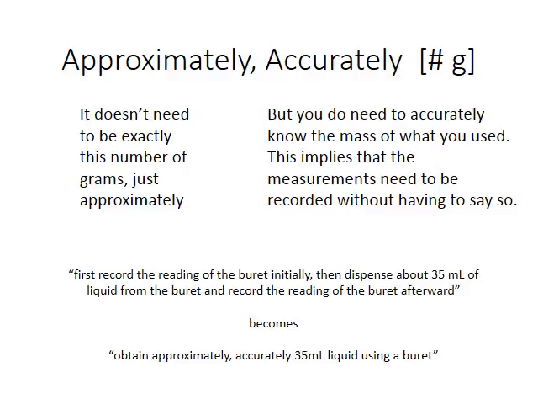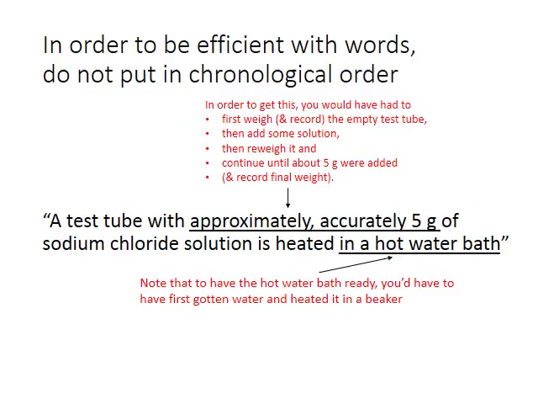So for instance, if I wanted to describe it without that phrase, I'd have to say something like, first record the reading of the burette initially, then dispense about 35 milliliters of liquid from the burette, and record the reading of the burette afterwards. And I can kind of skip all that and make it much more efficient by saying obtain approximately accurately 35 milliliters of liquid using a burette. So it's a very helpful phrase.